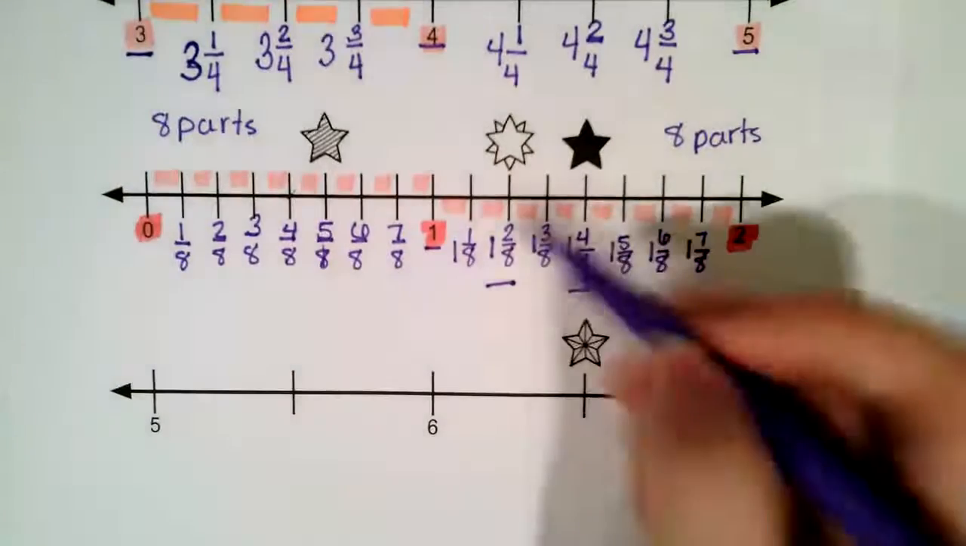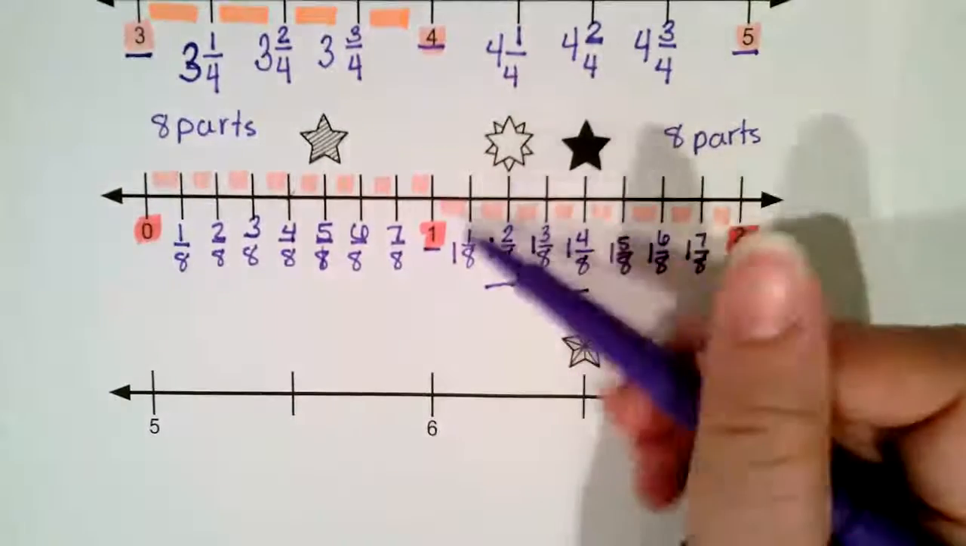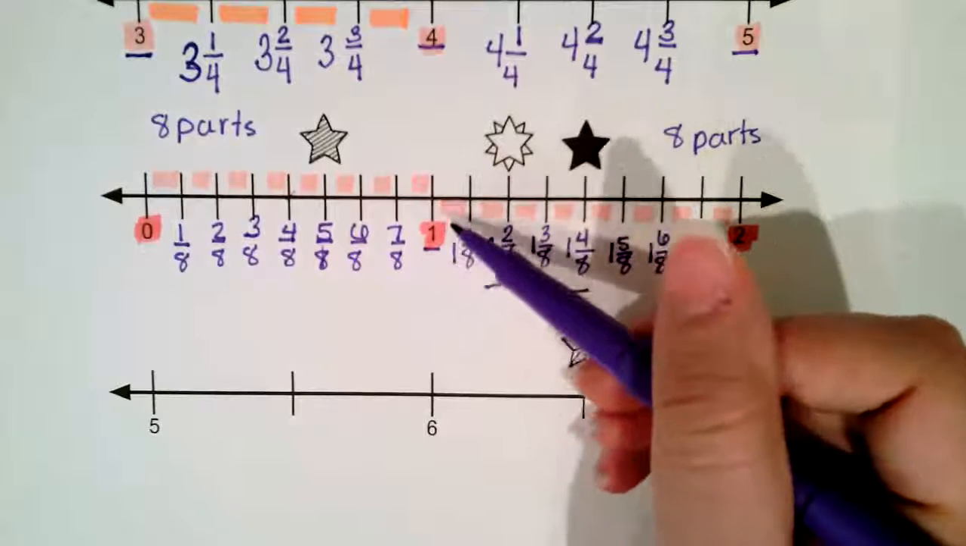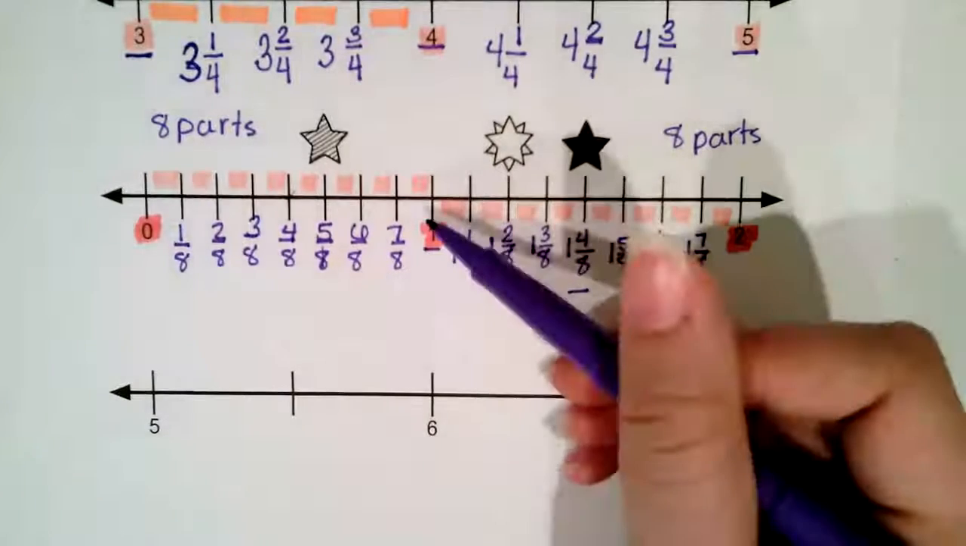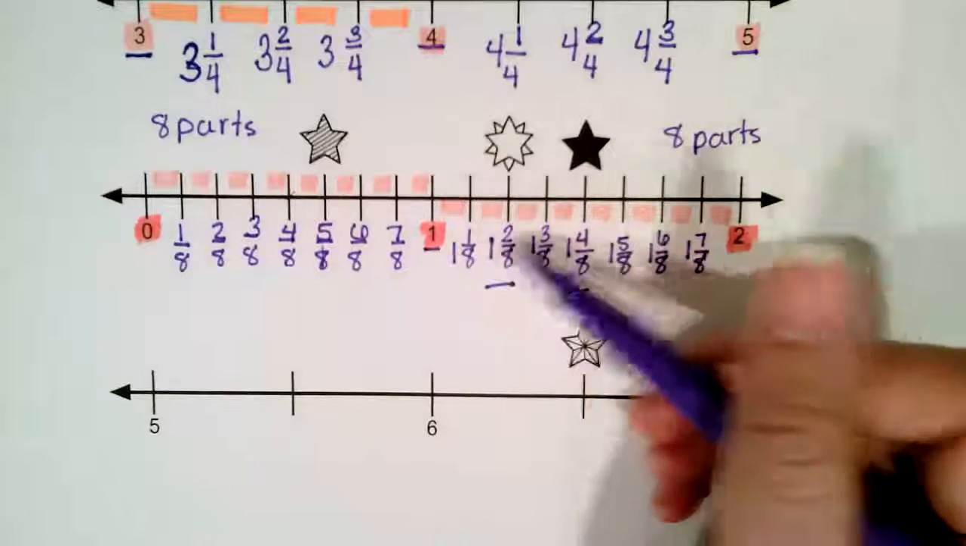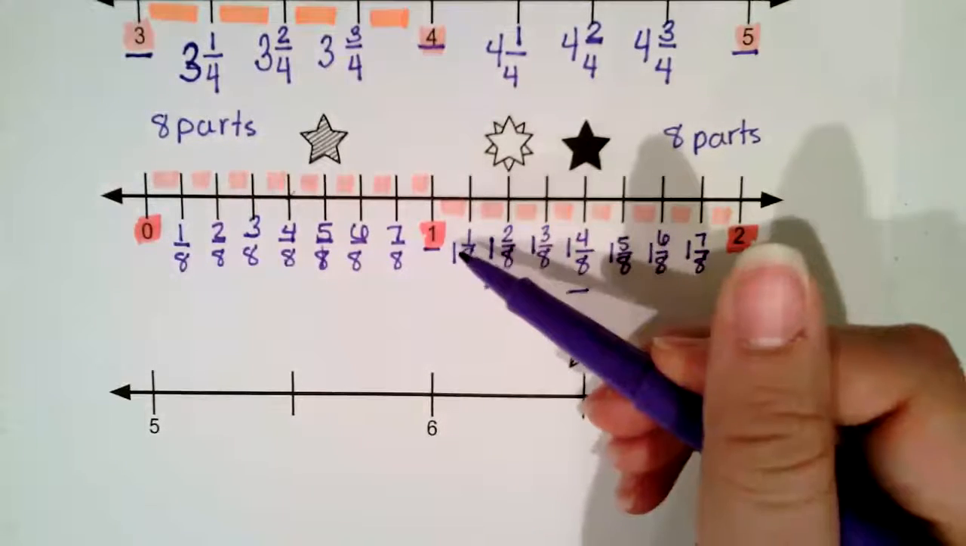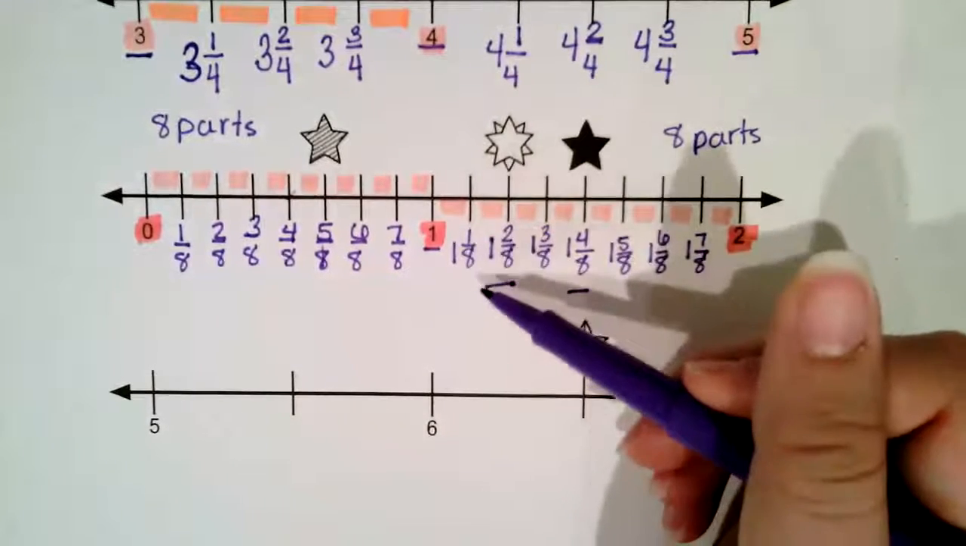So remember, this 1 is coming from the whole number that we are counting after. We're counting after the whole number 1, so all of these are going to be 1 and something eighths.